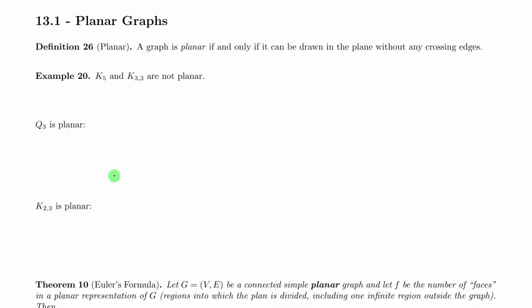In 13.1, we're going to be looking more at planar graphs. We already defined those earlier. To review the definition, a graph is planar if and only if it can be drawn in the plane without any crossing edges. And we looked at the game Planarity.